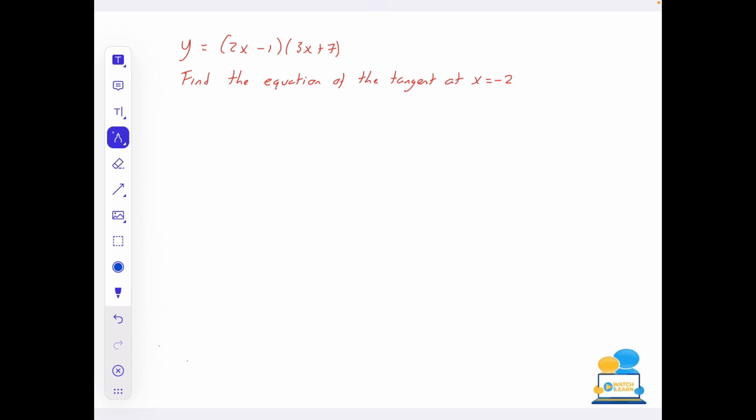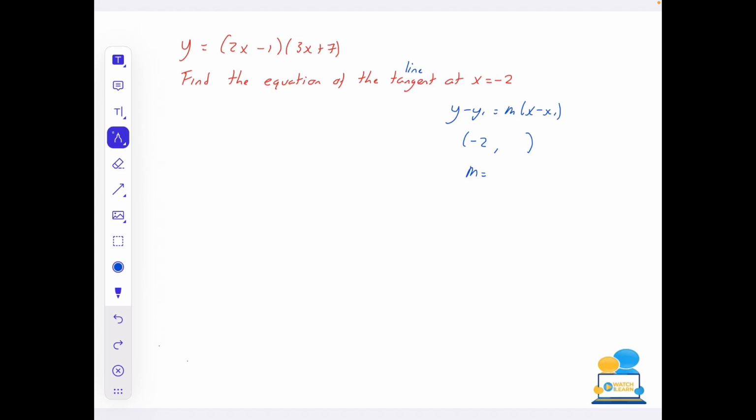Find the equation of the tangent at x is equal to minus 2, and you're given y is equal to (2x minus 1) multiplied by (3x plus 7). Equation of a tangent. To find the equation of a tangent, that's just the equation of a line, y minus y1 equals m bracket x minus x1. We know our point is (-2, something). We don't know what the y is. We don't know what the slope is at all.